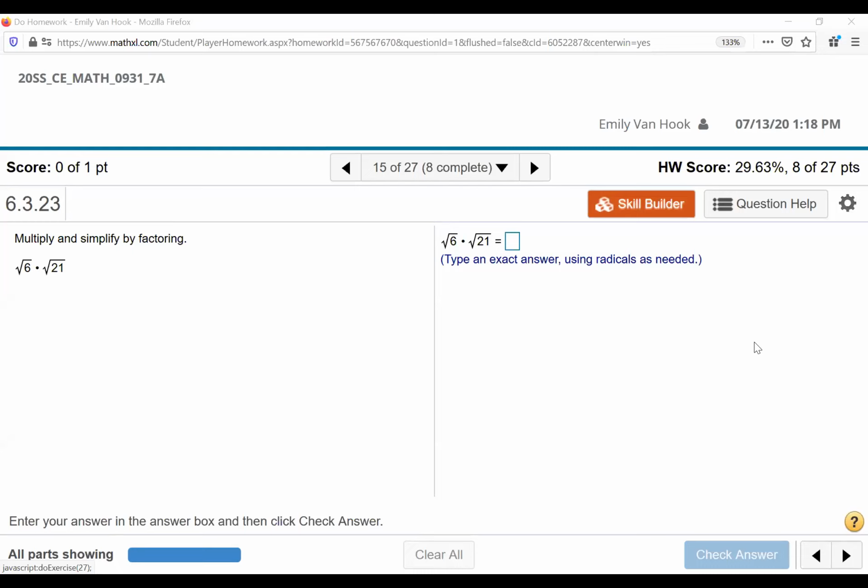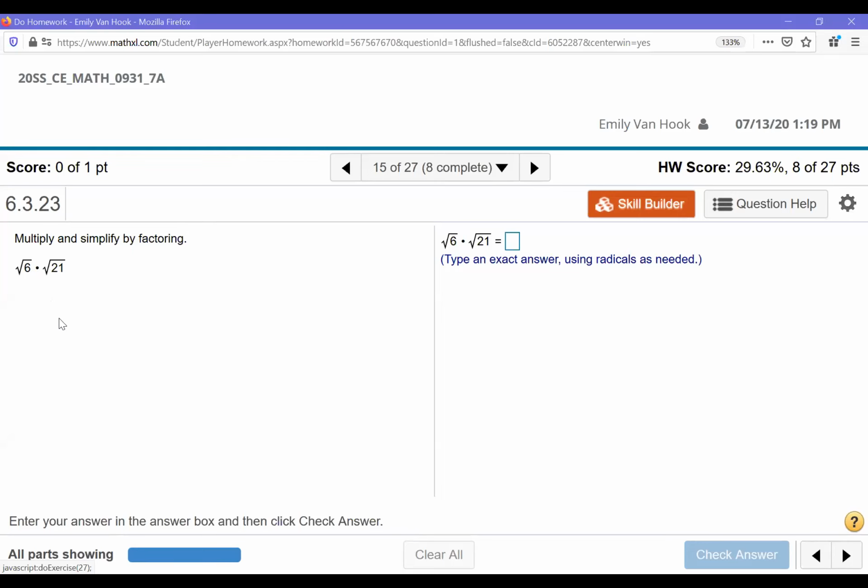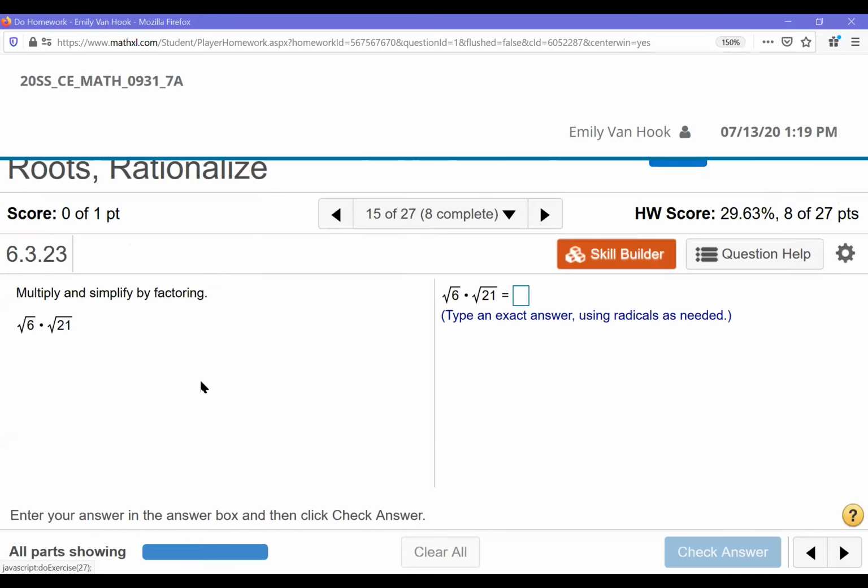The last one we had done in the previous video, we had looked at some problems from 1 through 14. This is now number 15. This is a multiply and simplify problem. Multiply and simplify by factoring the square root of 6 times the square root of 21. As we saw before, there's a couple of ways you could do this. You could multiply together first and then simplify, or you can try breaking them down first if you prefer.